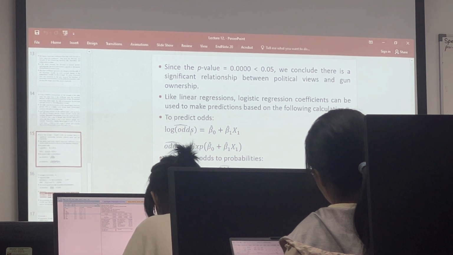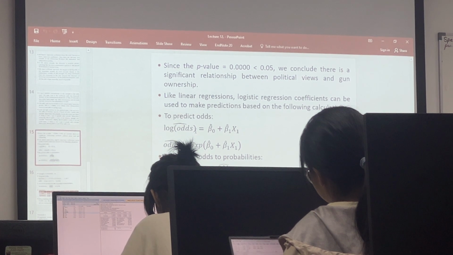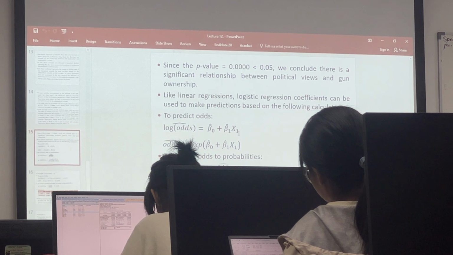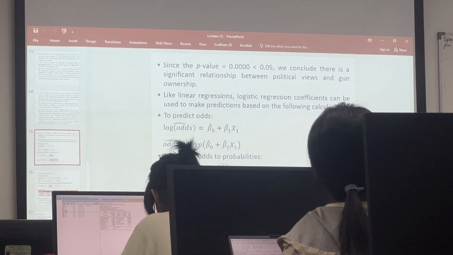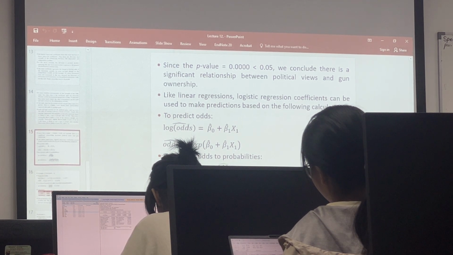To get the prediction of odds when x equals a certain value, you have to anti-log this using the exponent. Again, the fitted value represents the predicted log odds when x equals a certain value. So the predicted odds when x equals that value is the exponent of this.